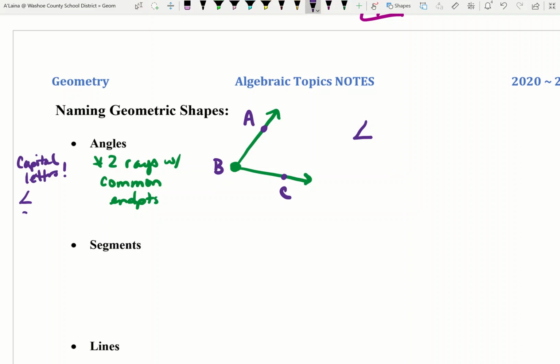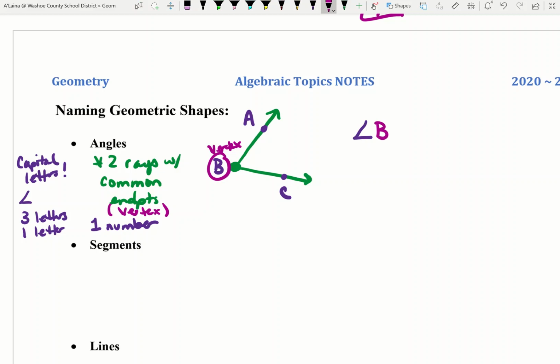You will either use 3 letters or you might be able to use only 1 letter in certain instances, and you could also use 1 number. So this is complicated because there are so many options. If I'm naming this angle that I drew, one way to name the angle is to figure out which letter is in the position of the vertex. The vertex is what we call that common endpoint. So B is the vertex. One way to name this angle is to call this angle B.